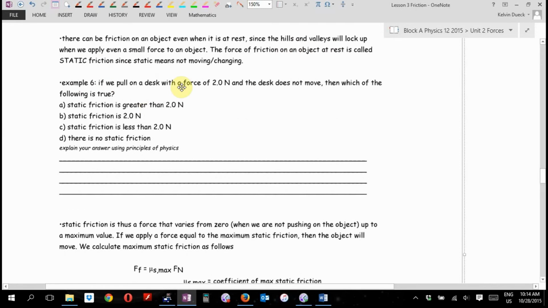So, suppose I pull on a desk with a force of 2 newtons, and the desk does not move. Which of the following is true? Static friction is greater than 2 newtons, static friction is 2 newtons, static friction is less than 2 newtons, or there is no static friction? What do you think? B? Because the static friction is greater than 2 newtons.